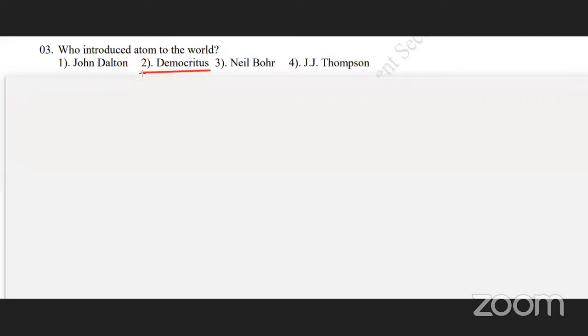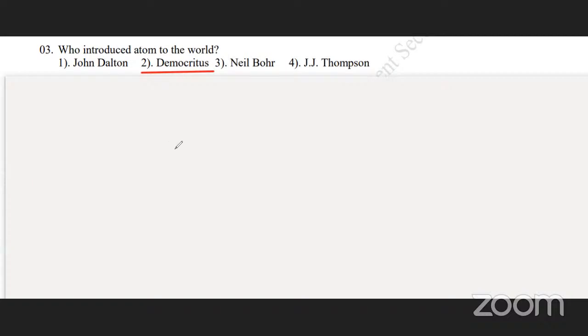The term atom was introduced by Democritus, but the name was given by some other person. So you can see there are various different scientists involved in the discovery of the atomic structure and subatomic particles.